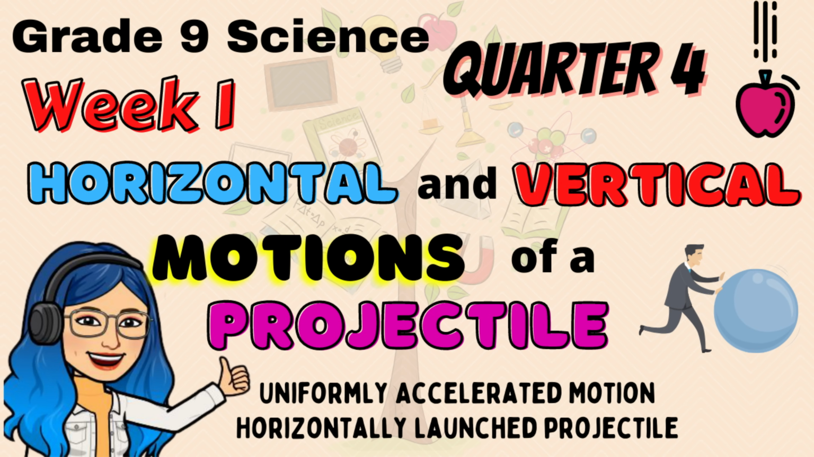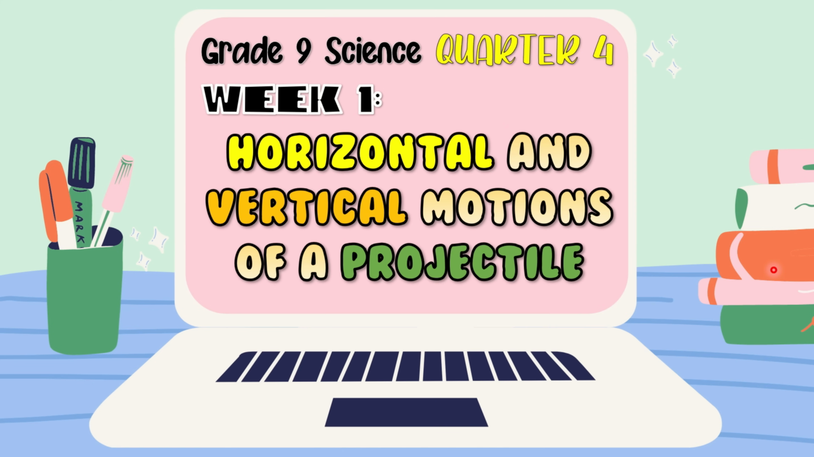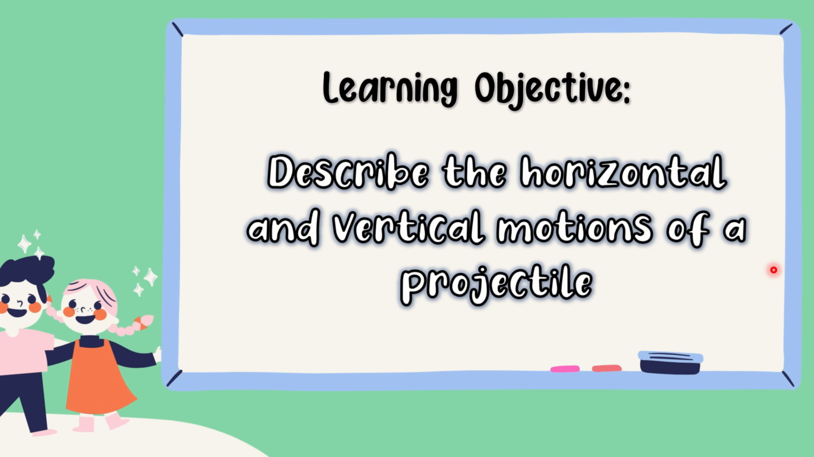We are now in quarter 4 of our grade 9 science lesson. And the first topic that we are going to have today is all about the horizontal and vertical motions of a projectile. Check out our learning objective: describe the horizontal and vertical motions of a projectile. Get ready to learn this lesson, so keep on watching!